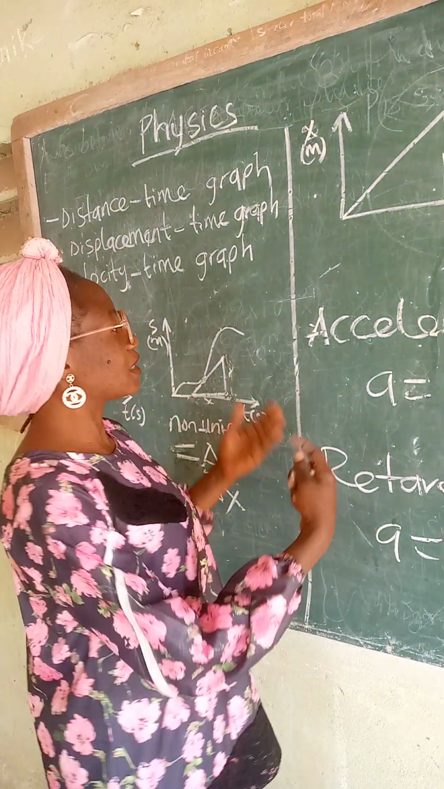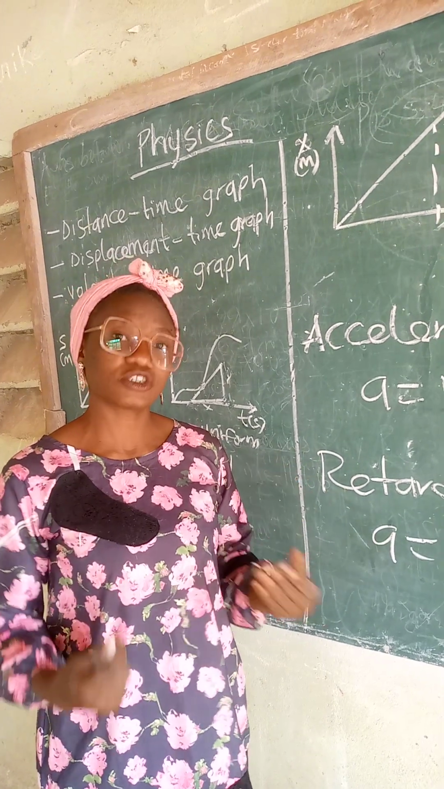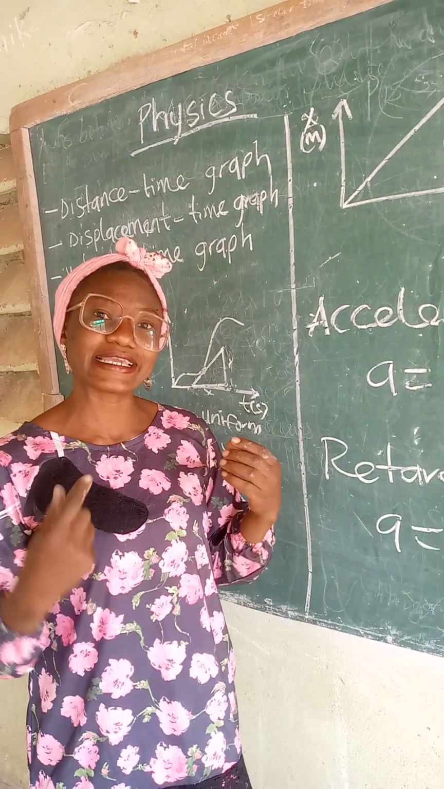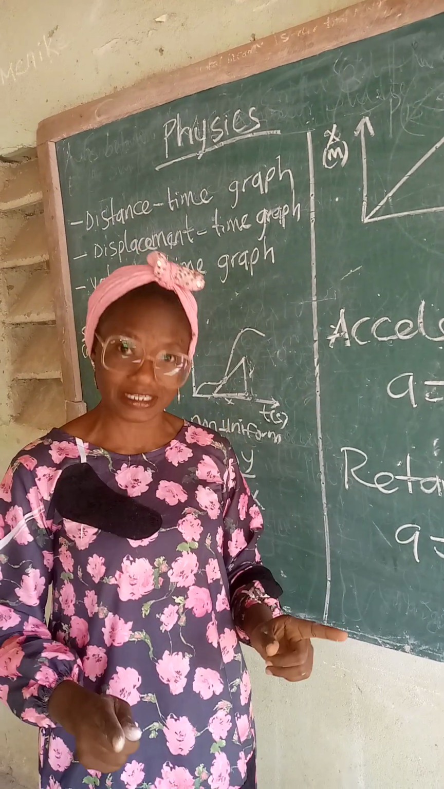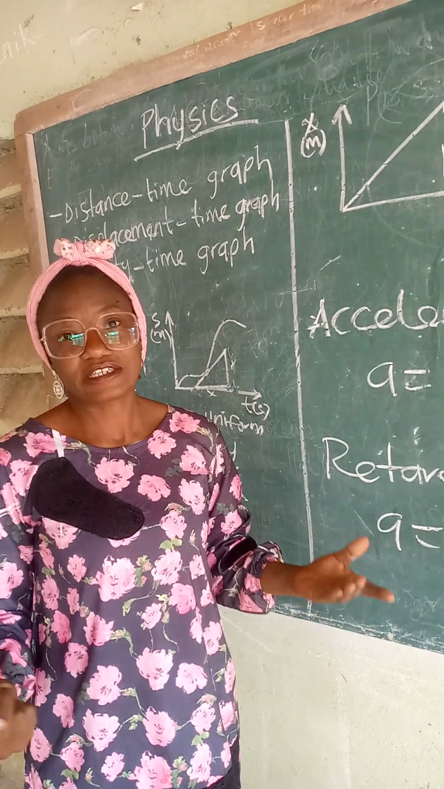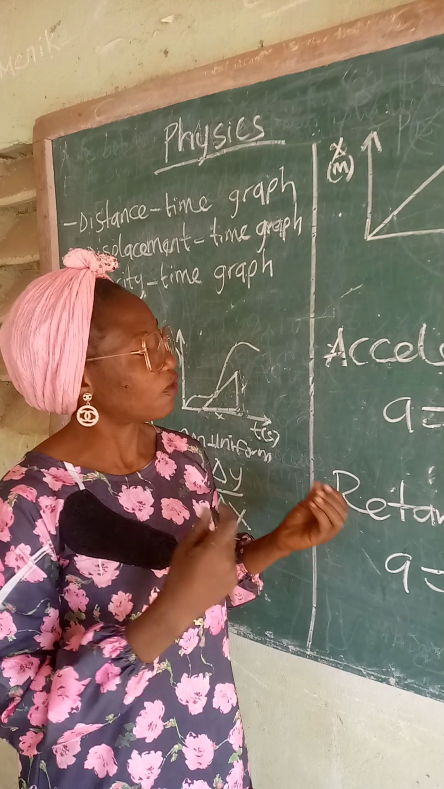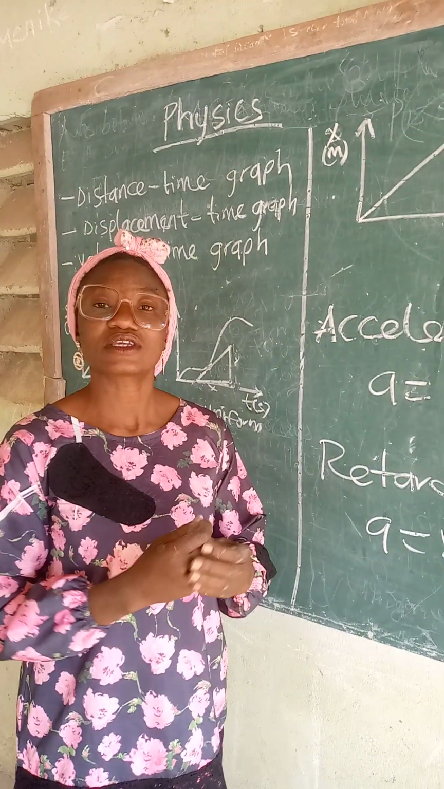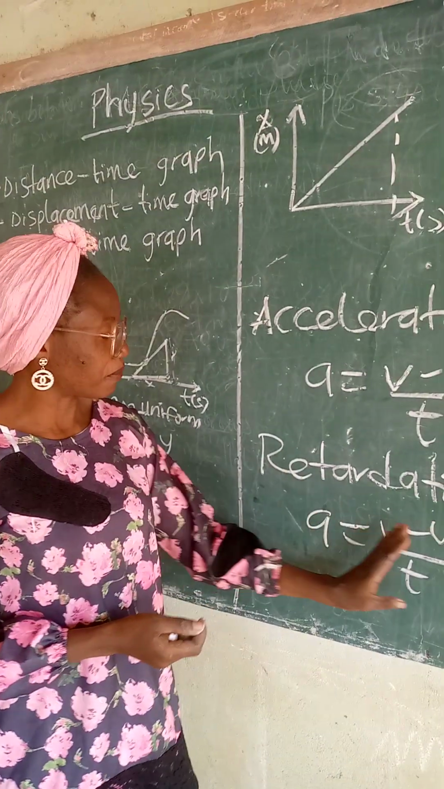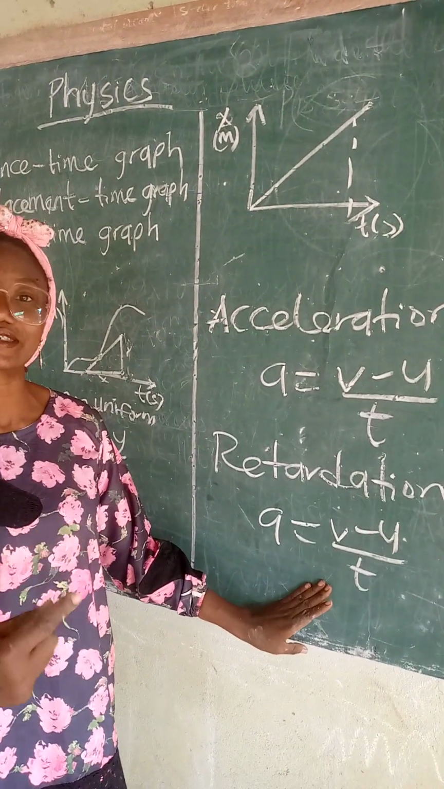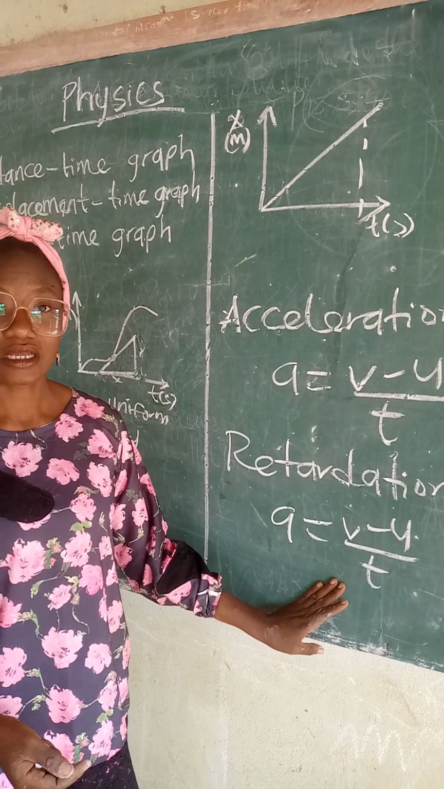Now, what is uniform acceleration? Uniform acceleration is simply when the rate of increase in change in velocity per time is constant, or you could define it this way: when the rate of change of velocity per time is constant. The same thing with uniform retardation: when the decrease in the rate of change of velocity per time is constant.